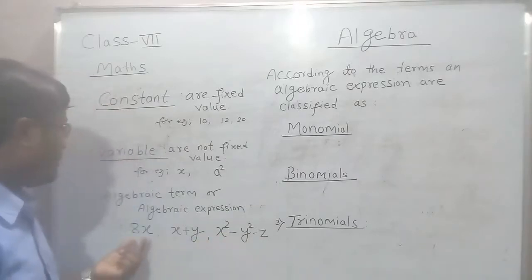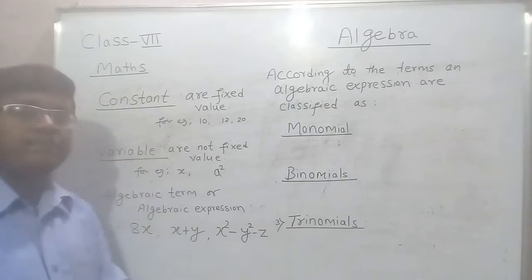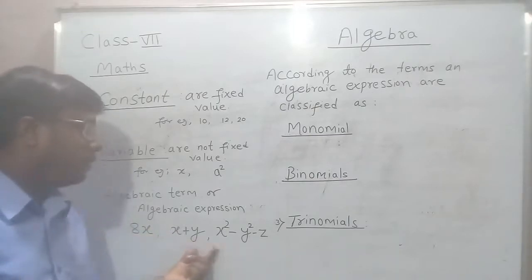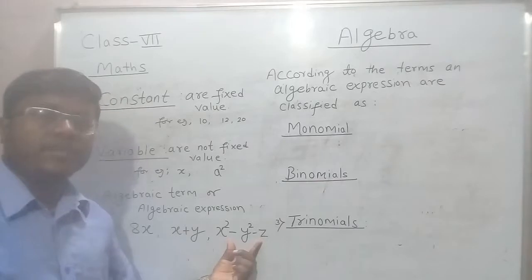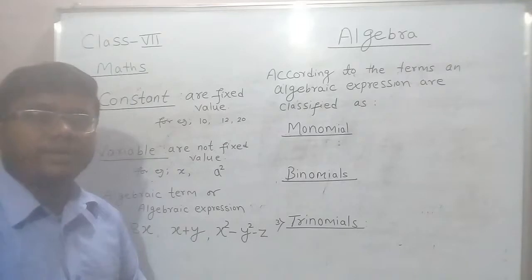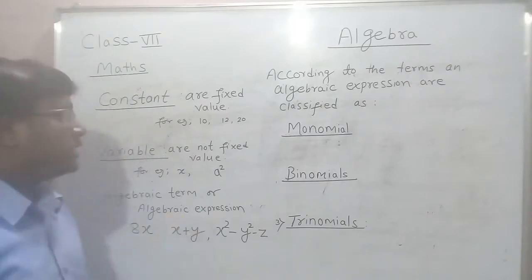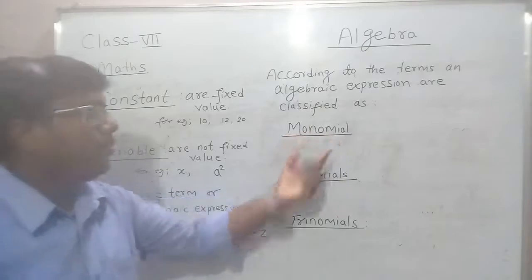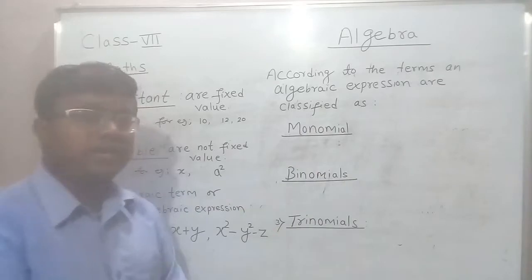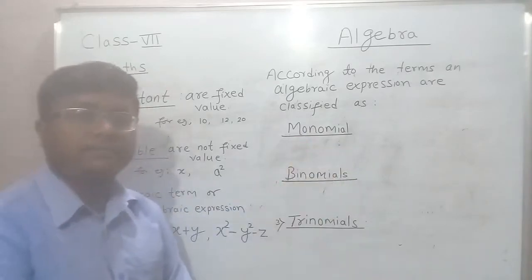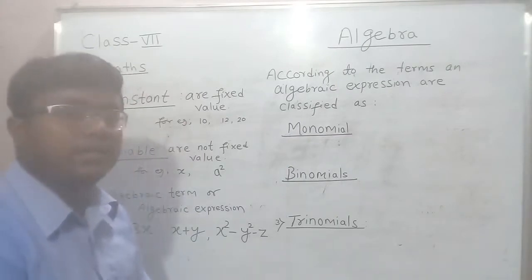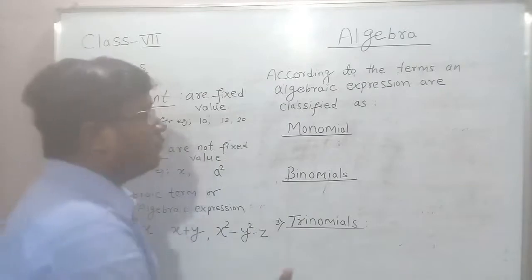We simply call them algebraic expressions. This one has one term, this has two terms, and this has three terms. According to the number of algebraic terms, an algebraic expression may be monomial, binomial or trinomial. So what does monomial mean? A monomial has one term.